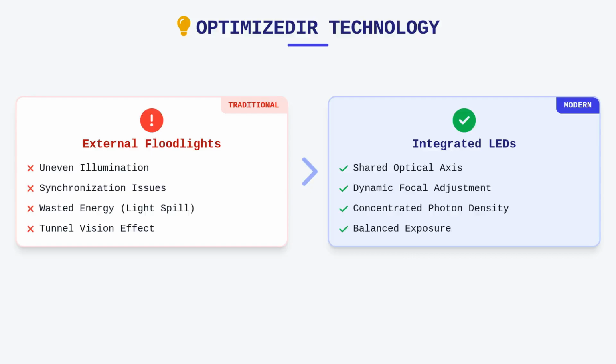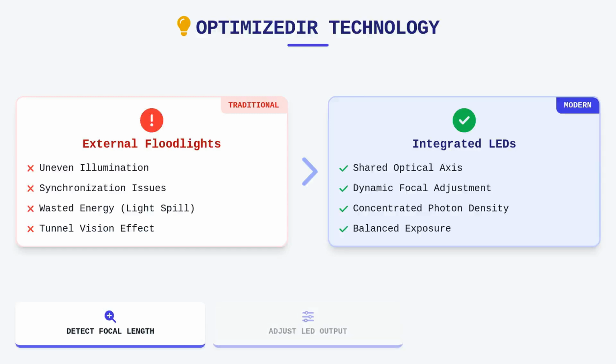A primary challenge in nighttime surveillance is the inverse square law, where light intensity drops off rapidly as the subject moves further away from the lens. By dynamically adjusting the LED output based on the camera's current focal length, the system ensures that the illumination angle always matches the field of view.